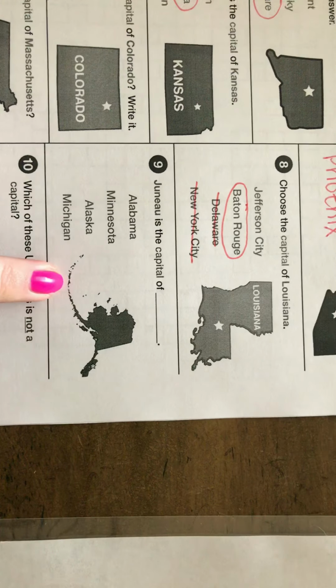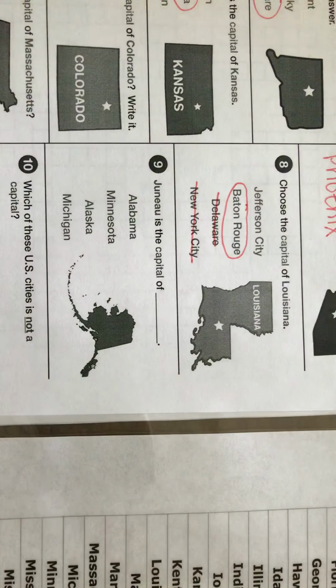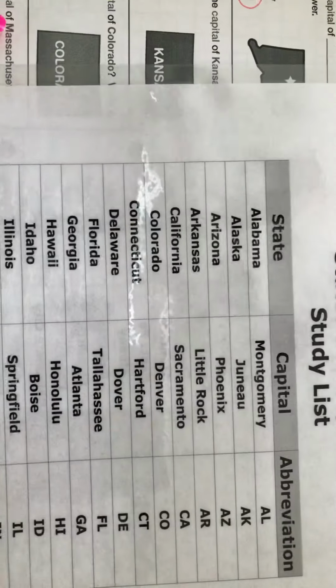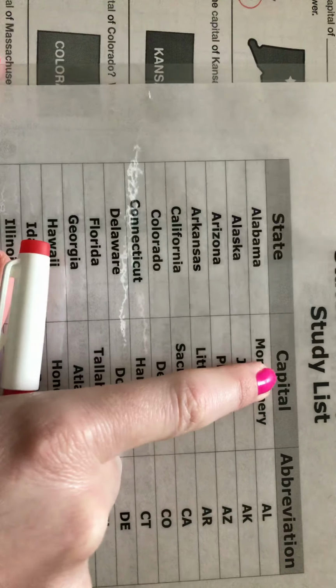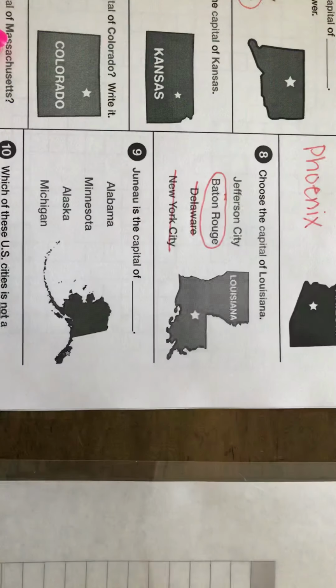Number 9, Juneau is the capital of Alabama, Minnesota, Alaska, or Michigan. All right, you might be able to recognize this state by its shape. Remember, it's really, really cold, and there's not a whole lot of daylight there. We watched a video about life in this state. A lot of snow. Okay, Juneau. So I'm going to go to my list, go to the capitals, and I'm going to look for Juneau. Boom, number 2, Alaska.